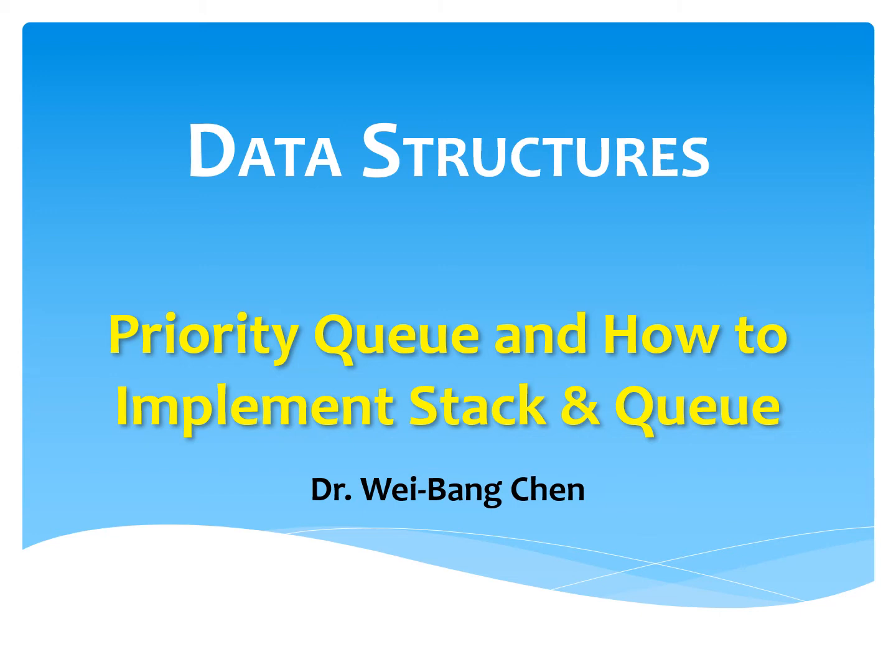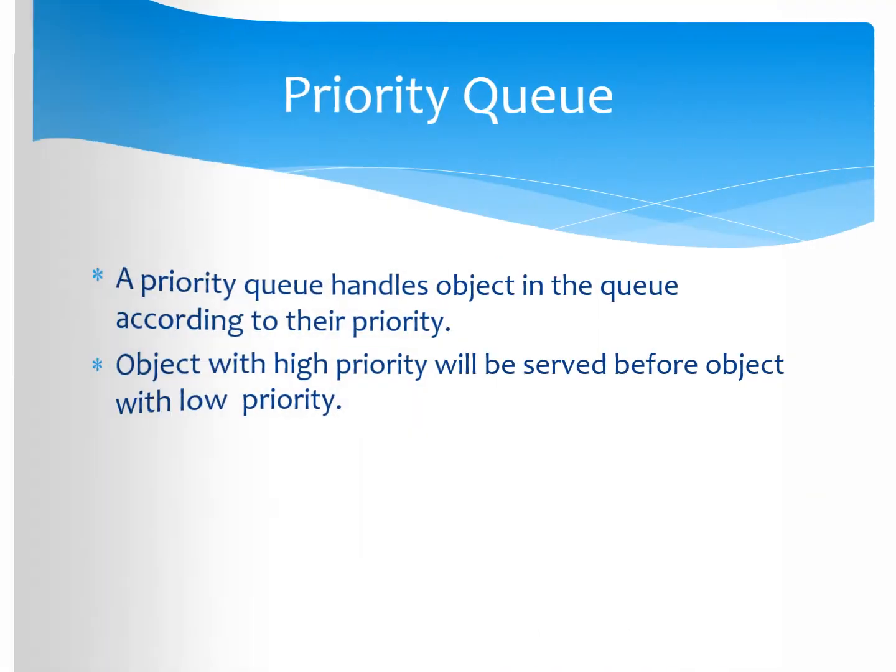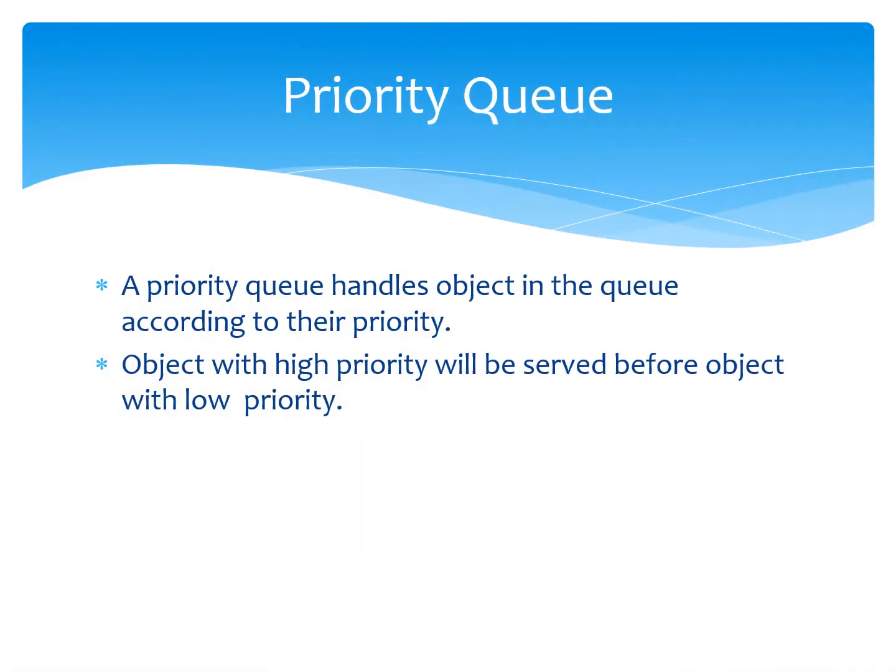In this video, we will talk about priority queue and how to implement stack and queue. In a regular queue, we treat all objects equally by adding an object into the queue from the tail and processing the object at the head of the queue. This indicates that a regular queue processes objects on the first come, first served basis.